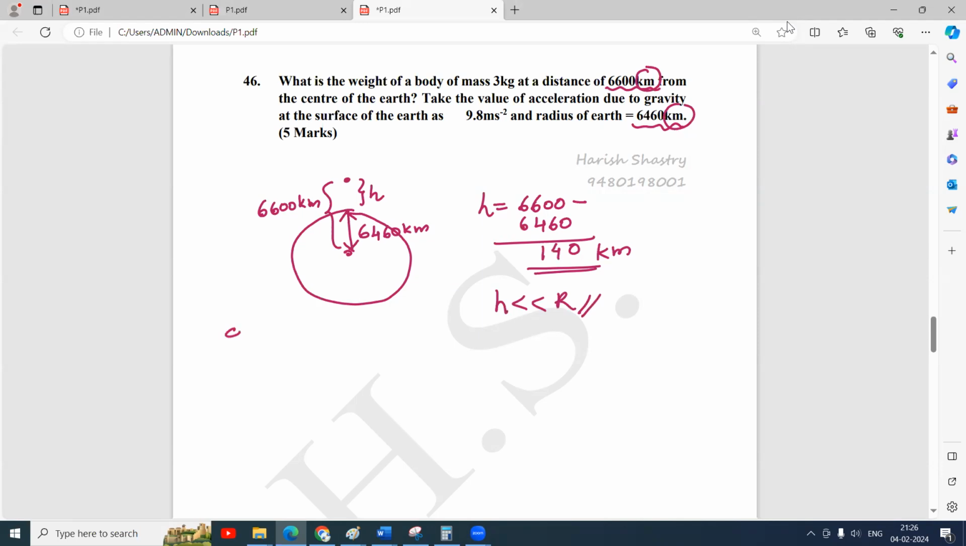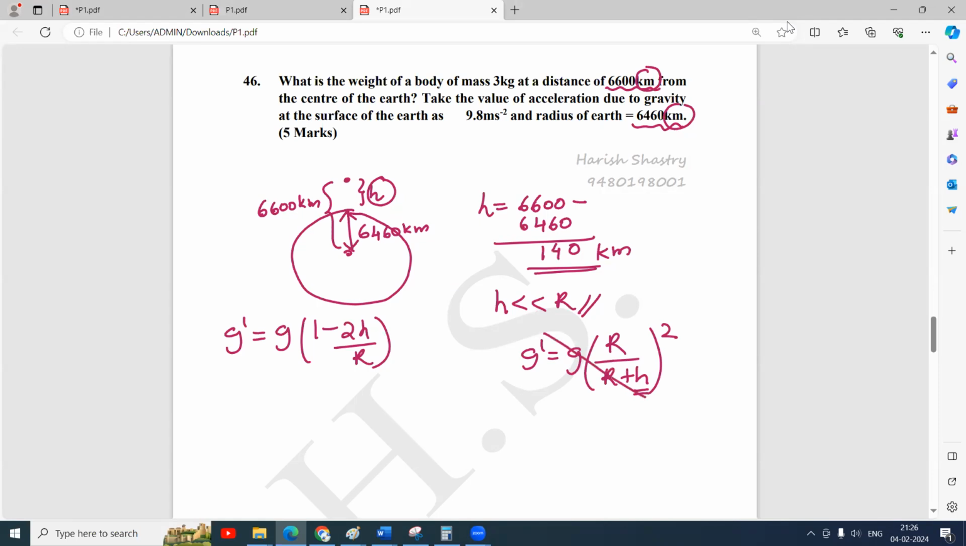So you can use the formula g dash, or g at a height h, is equal to g into 1 minus 2h by r. And if the height from the surface of the Earth, this h, is very large or comparable to the radius of the Earth, then you have to use the formula g dash is equal to g into r by r plus h whole square. But here h is very small, so this formula need not be used.